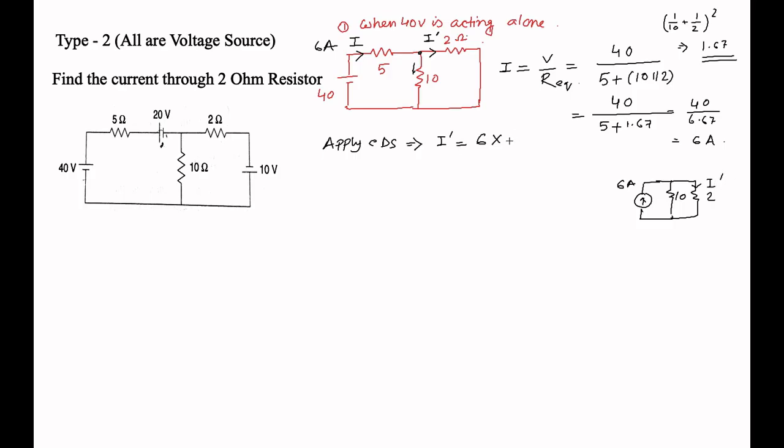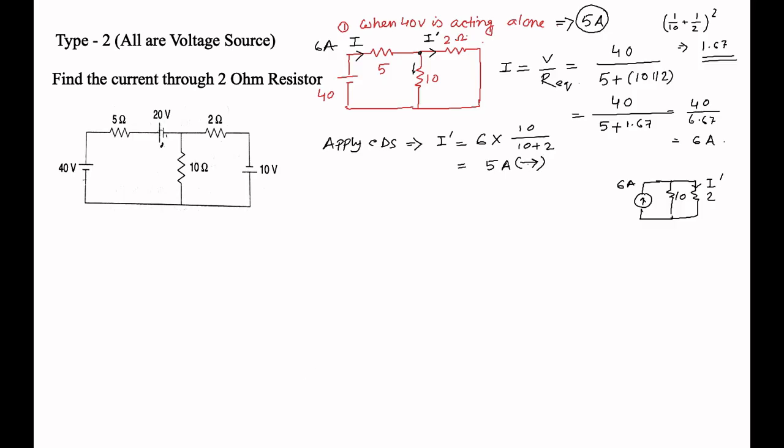So I dash becomes 6, the total current, into 10 by 10 plus 2, that is 12, which gives 5 ampere. That is, 5 ampere current is supplied by this 40 volt. When 40 volt is acting alone, the current is 5 ampere, and it is from left to right. You should keep this in mind. This is the most important thing. Depending upon this, you can find the resultant current.